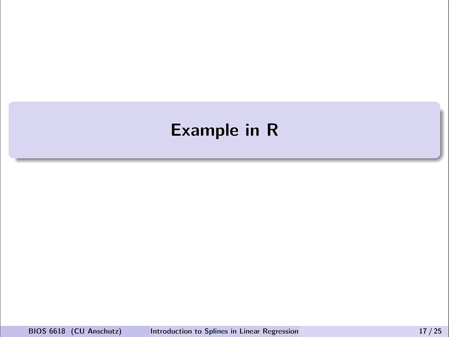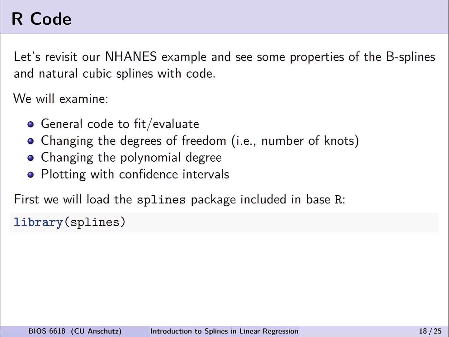Now let's dive into a brief example in R and some different trends or properties of these spline parameters. So we're going to use our NHANES example and see some properties of B-splines and natural cubic splines in our code. In this process, we'll examine just the general code to fit and evaluate these models, what happens if we change the degrees of freedom or the number of knots, what happens if we change the polynomial degree within each set, and also we'll plot some confidence intervals to show that can be done.